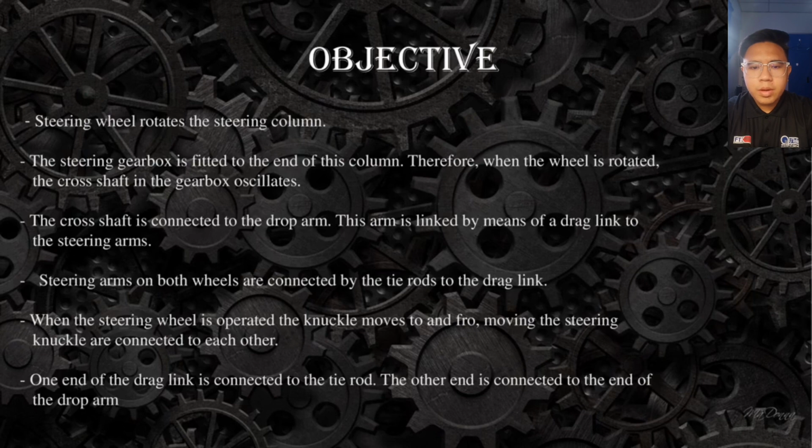Fourth, when the steering wheel is operated, the knuckles move to and fro, moving the steering knuckles that are connected to each other. Fifth, one end of the drag link is connected to the tie rod, and the other end is connected to the end of the drop arm. Thank you.